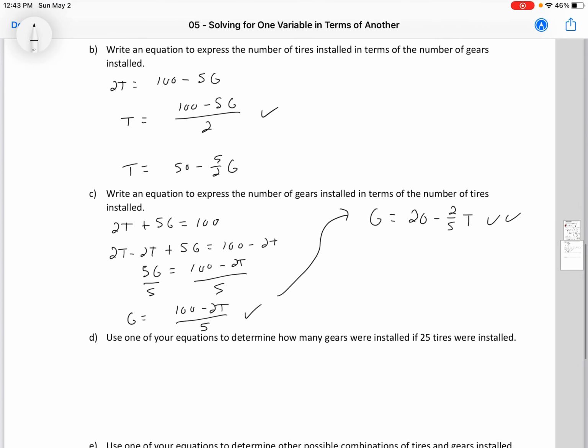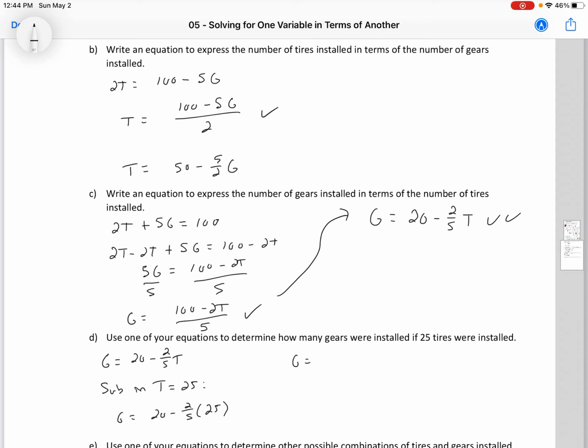Next, use one of your equations to find out how many gears were installed if there were 25 tires installed. Any of the equations will work, but the last one is the best one for sure. G equals, because they want to know how many gears. So I'm going 20 minus 2/5 T, sub in T equals 25. And so I get G equals 20 minus 2/5 of 25.